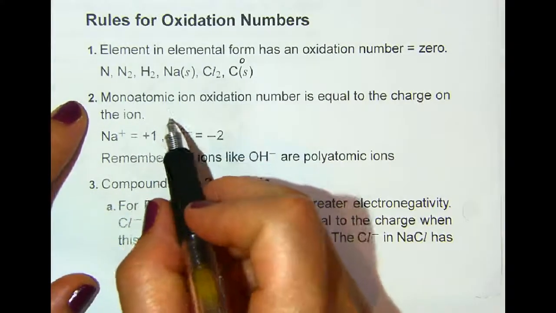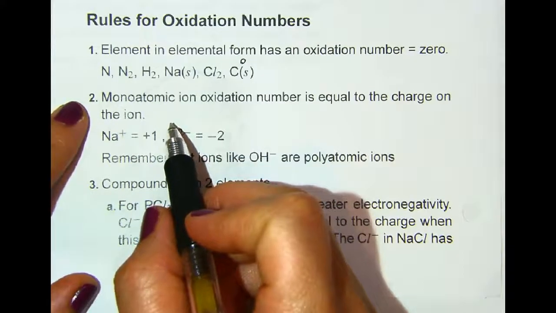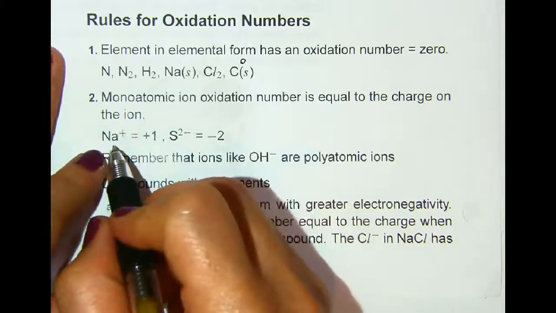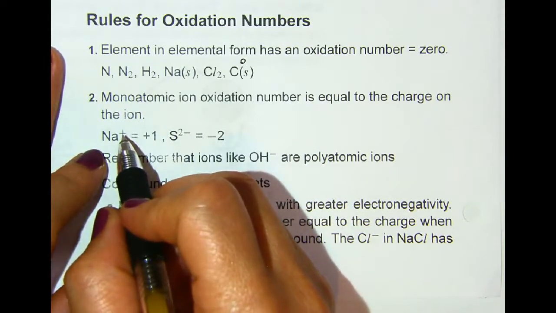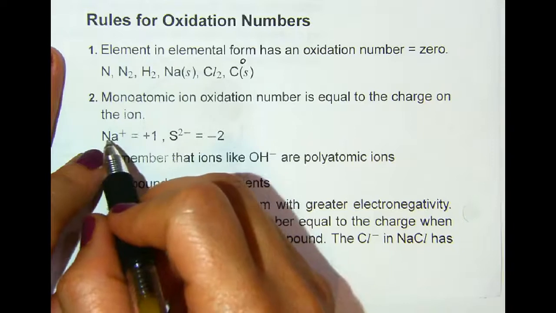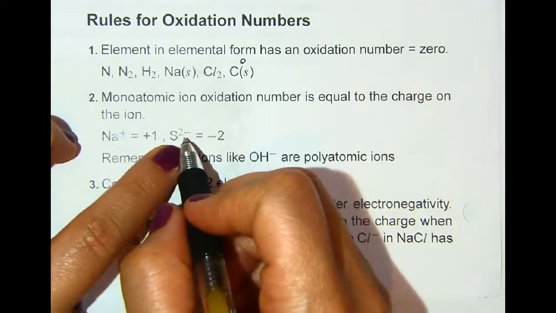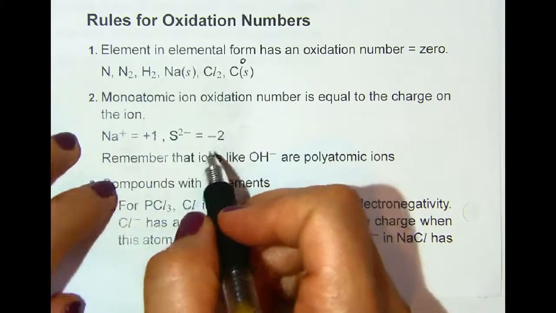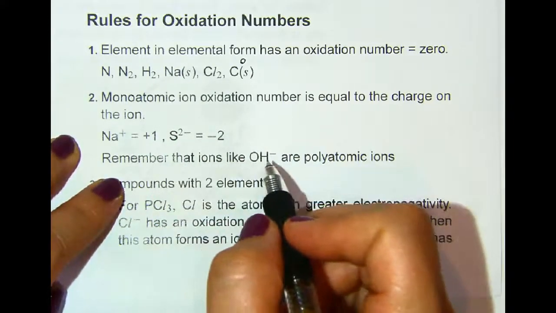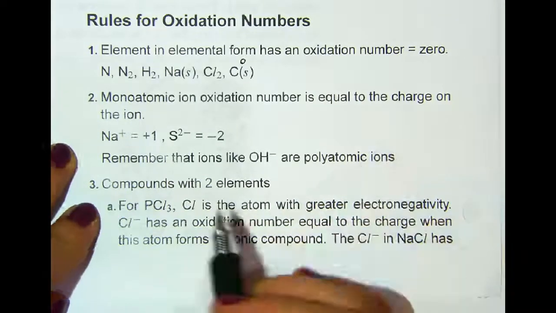A monoatomic ion oxidation number is equal to the charge on the ion. So you see how this one already has the plus charge assigned to it? It's telling you that its oxidation state is a +1. Or because this is already assigned with a -2, that is its oxidation number. Remember that ions like hydroxide are polyatomic ions.